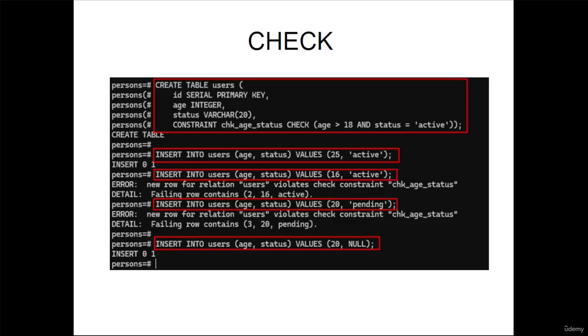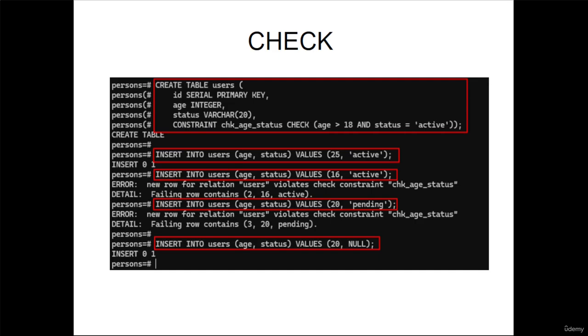INSERT INTO users (age, status) VALUES (20, NULL). Result: succeeds. Reason: age equals 20 satisfies age greater than 18, and null for status is allowed, because check constraints in Postgres do not reject null values, unless a NOT NULL constraint is added.